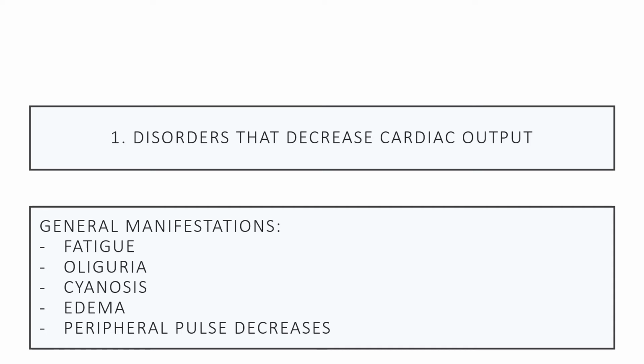So we have these disorders that decrease cardiac output, and some general manifestations of it are going to be fatigue, so tiredness, and this is going to be due to a decreased ability to transport oxygen through the body and maybe even load up our blood with oxygen. Oliguria, which is reduced urine output, and this is going to be a response of reduced input pressure to the kidneys. Cyanosis, because now we don't have that pressure to drive the blood, and so we might have more deoxygenated blood circulating through the systemic circulation.